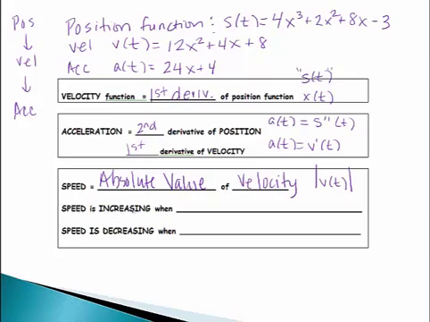So speed is going to be increasing when your acceleration and your velocity are the exact same signs. So either both positive or both negative, then speed will be increasing. Speed will be decreasing when the other is true, when acceleration and velocity are opposite signs.